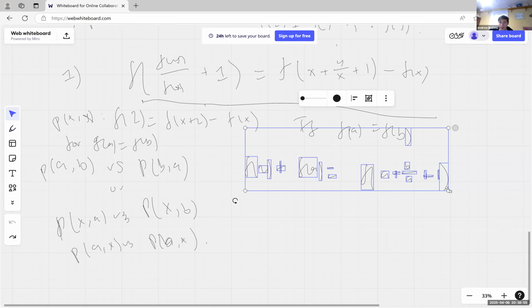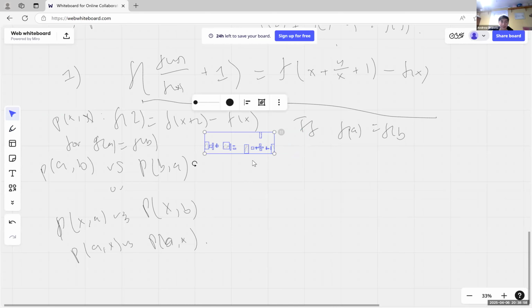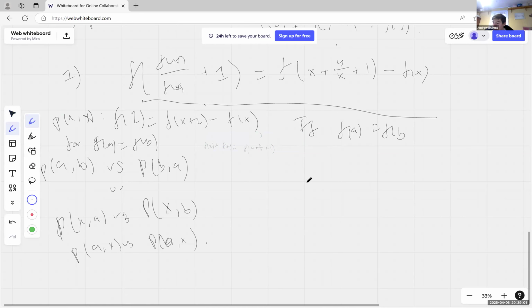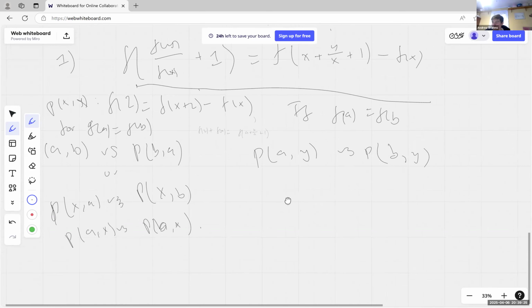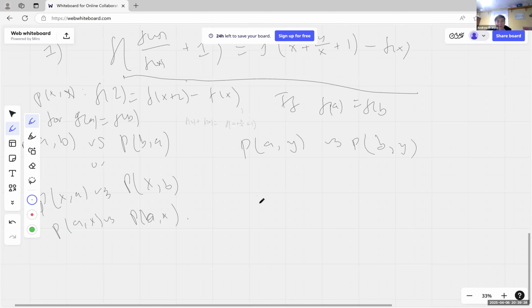into the expression. So what happens when we plug in p of a comma y versus p of b comma y? What does this give us? f of a plus y over a plus 1 equals f of b plus y over b plus 1.